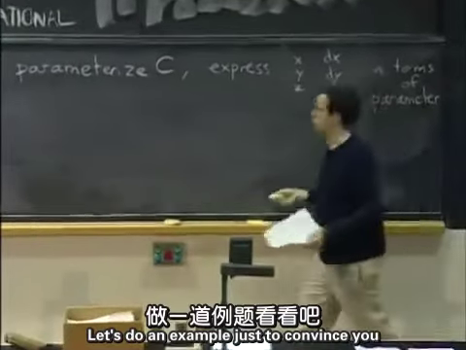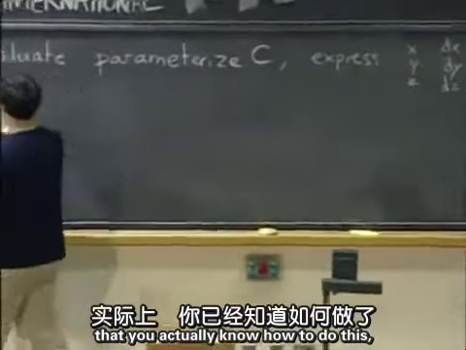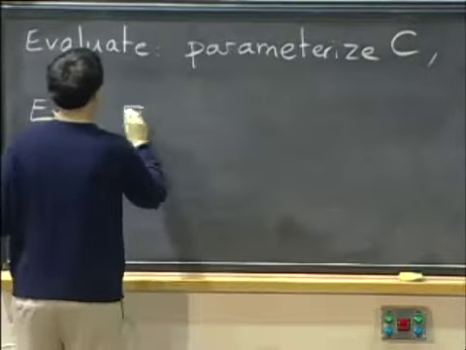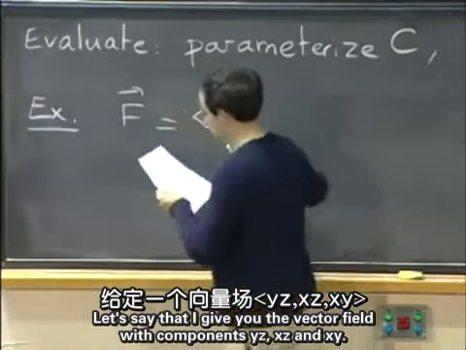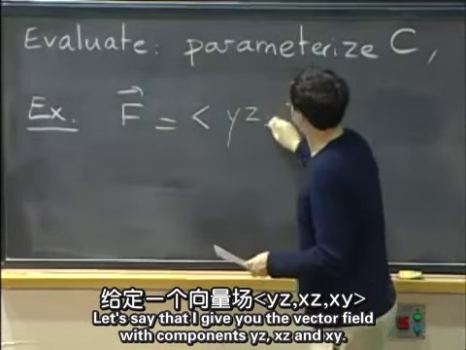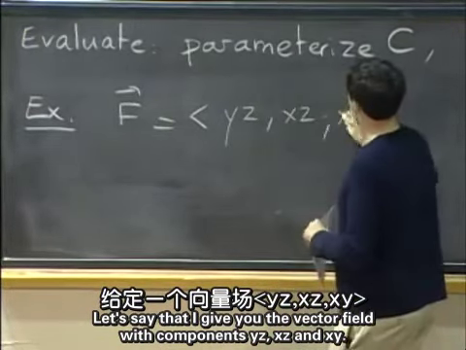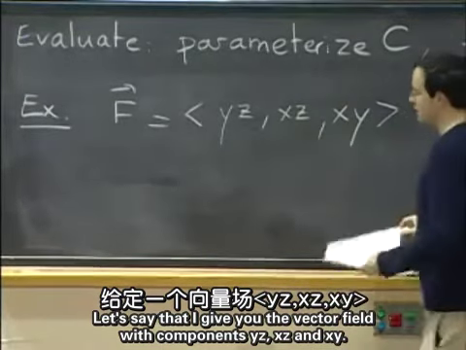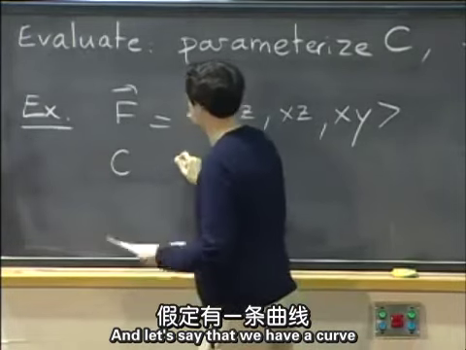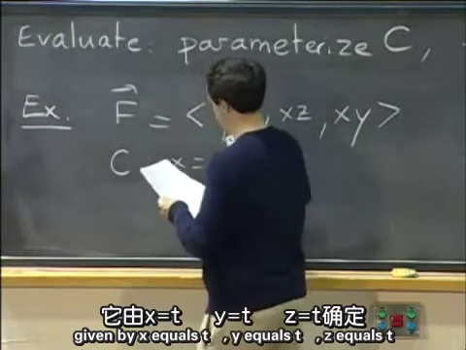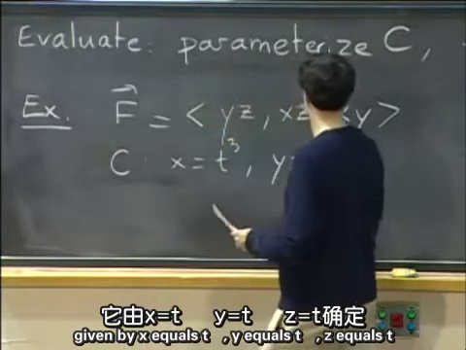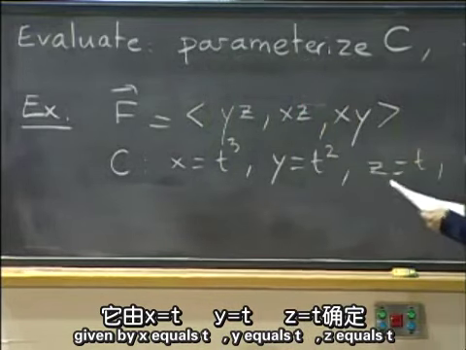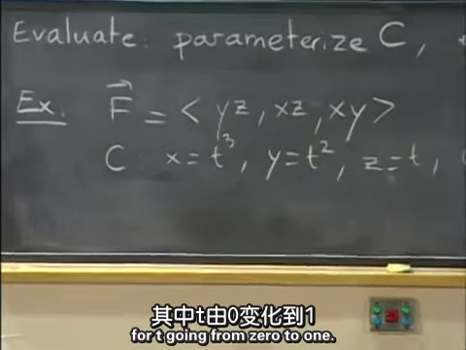Okay, so let's do an example, just to convince you that you actually know how to do this, or at least you should know how to do this. So let's say that I give you the vector field with components yz, xz, and xy. And let's say that we have a curve given by x equals t cubed, y equals t squared, z equals t, for t going from 0 to 1.